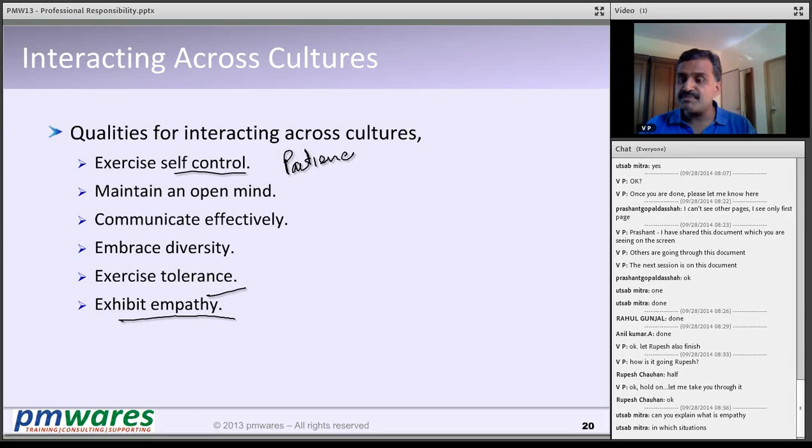So empathy means feeling what the other person is feeling, getting into the shoes of the other person and thinking from his point of view. That is empathy.